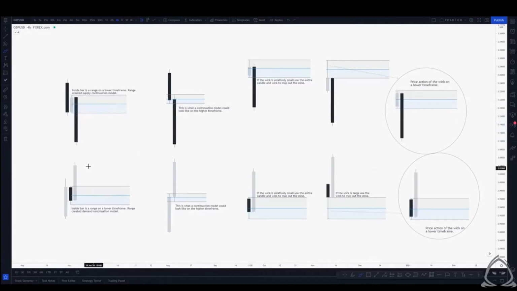Now, on the flip side, the same can be said for a demand zone where we have a move to the upside that creates a high, creates a low, and we have a bearish candle. It could also be a bullish candle. In this case, this could also be a bearish candle if we don't actually break this wick. The main thing about an inside bar is that we have one candle, the next candle stays within that candle, and then the next candle breaks it. And that becomes the most important part.